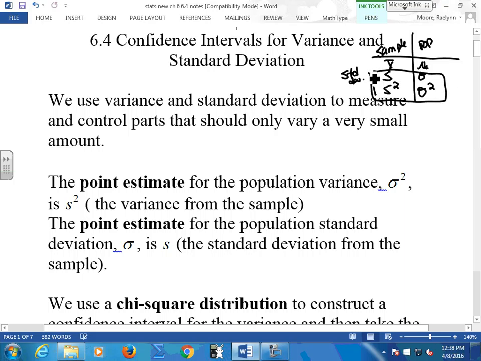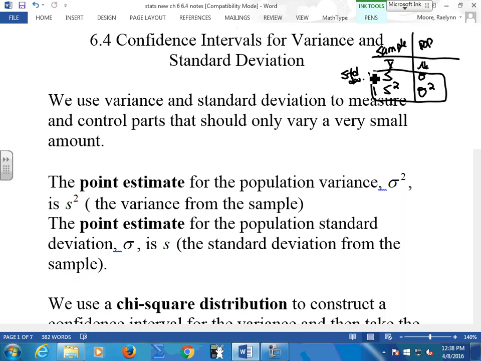So you might want to write down what we call for our sample standard deviation, and you make an inference, excuse me, about our population standard deviation. Our variance is our standard deviation squared. We're going to start with that and then break it down.